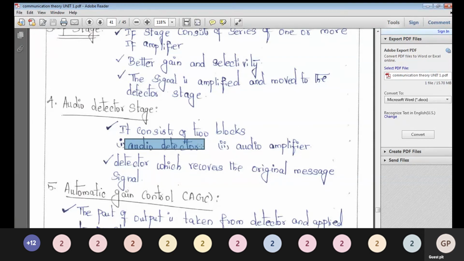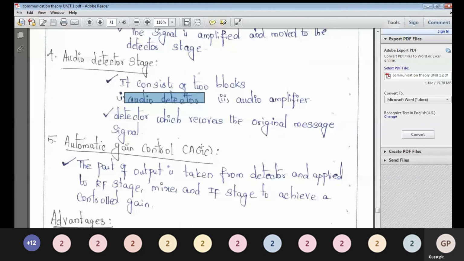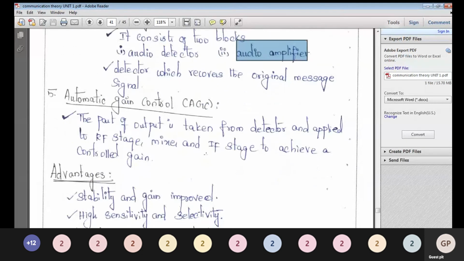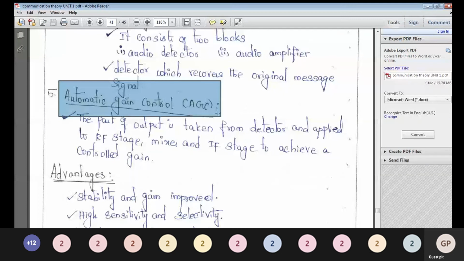Next one is the audio amplifier. The detected message signal will be applied to the audio amplifier for further amplification. Here we have one more block, the new block is the automatic gain control block. Here the gain is controlled automatically. That block is called the automatic gain control block.